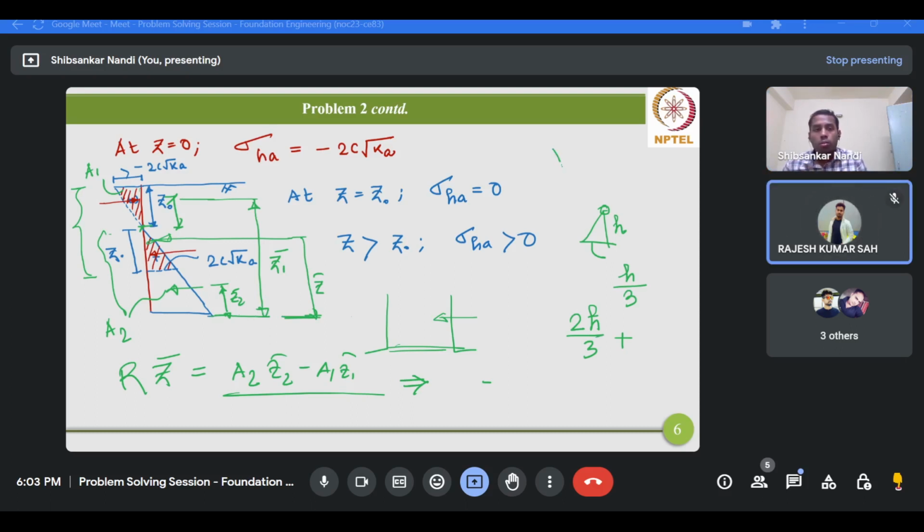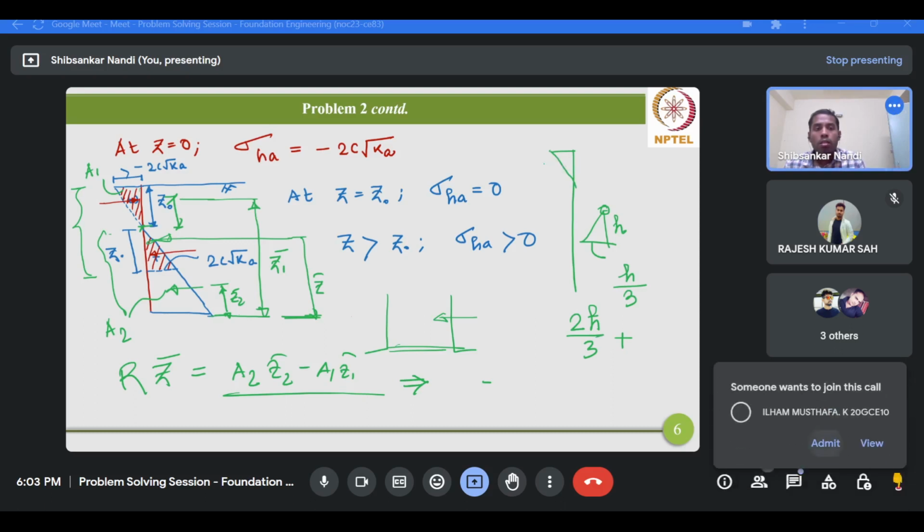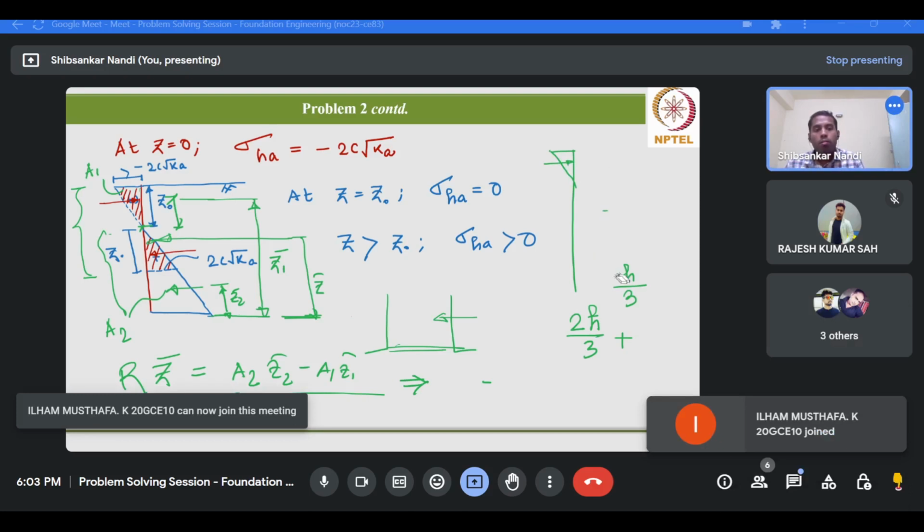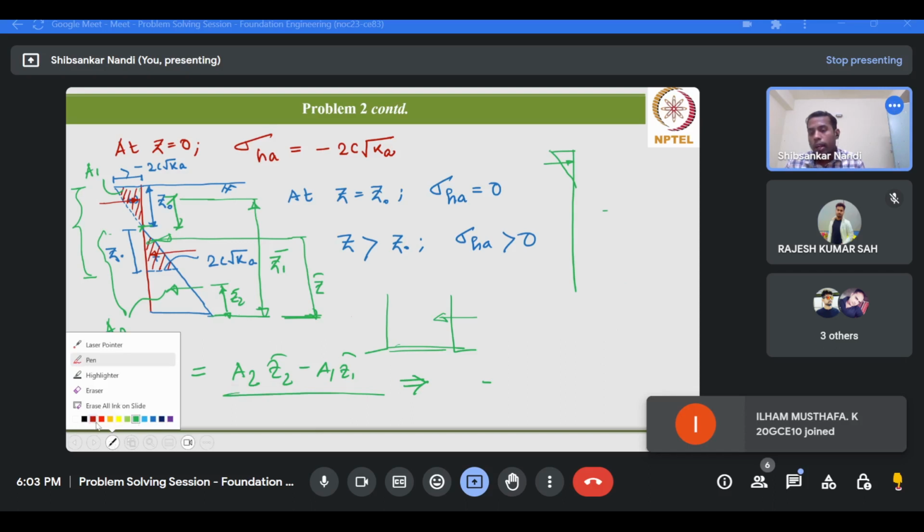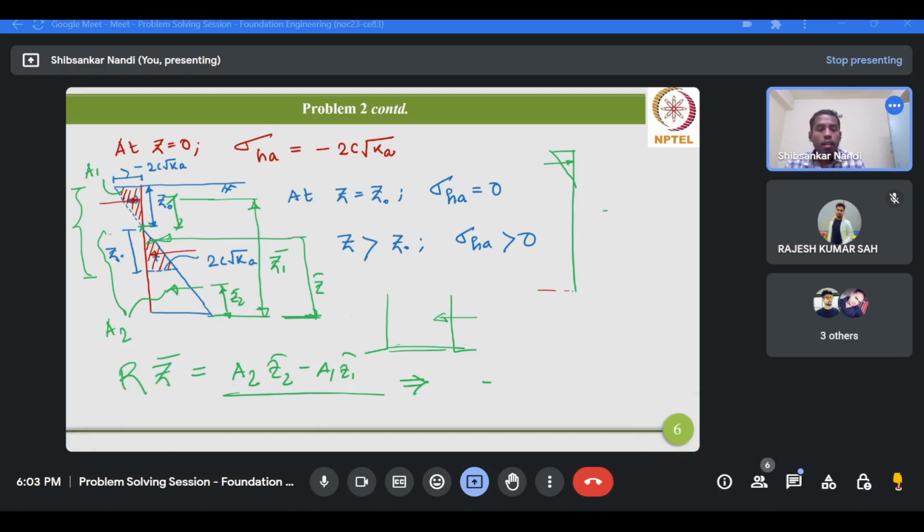Yes, sir. So this is the triangle. Now we are trying to determine the resultant of this triangular distribution with respect to the base. Now this height is z0, that is the tension crack depth.